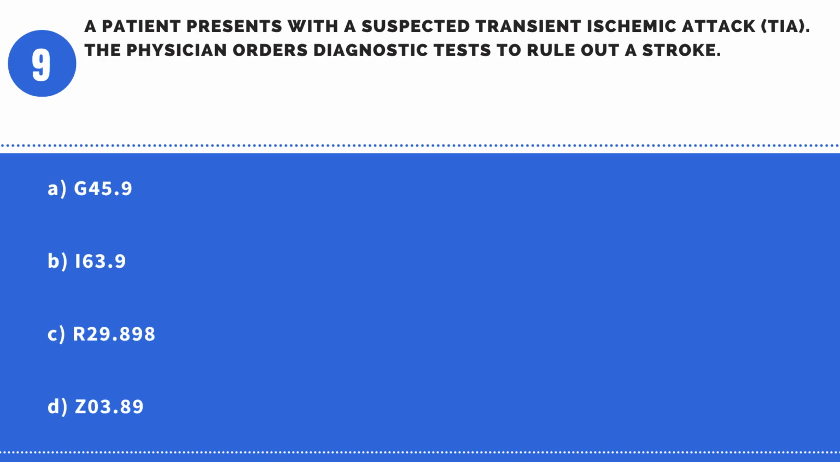Question 9. A patient presents with a suspected transient ischemic attack, TIA. The physician orders diagnostic tests to rule out a stroke. A. G45.9. B. I63.9. C. R29.898. D. Z03.89.